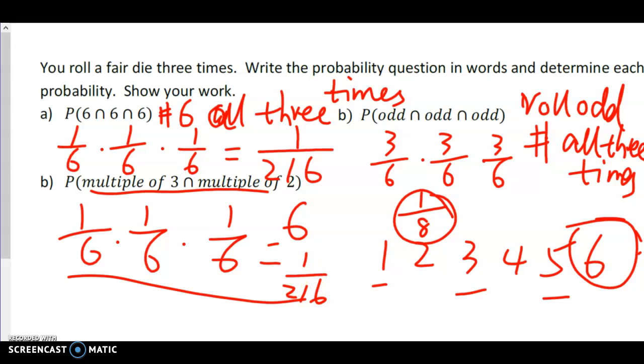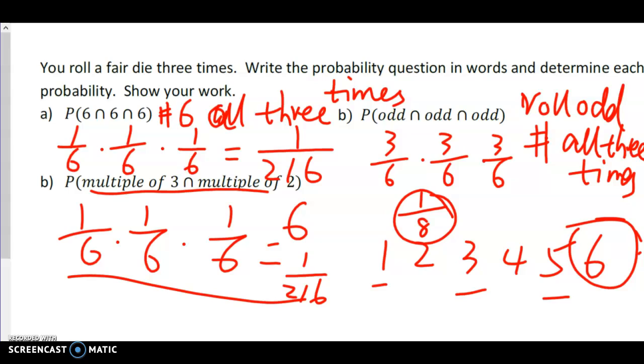And in words, for this question, it will be the probability of multiple of 3 and 2.